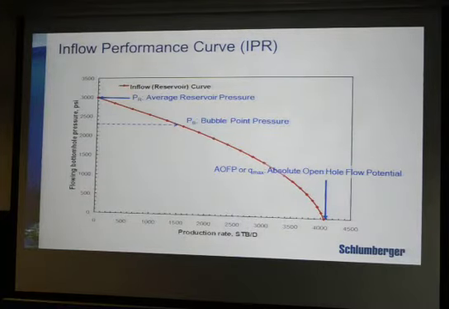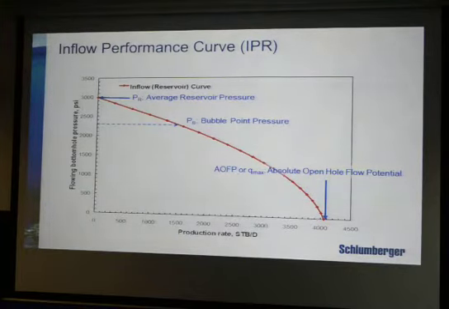Below the bubble point pressure you will find a curvilinear graph. This point is called AOFP, absolute open hole flow potential. This is the production rate at which your well is open to flow. Let's say you are not having any tubing. What is the production rate?